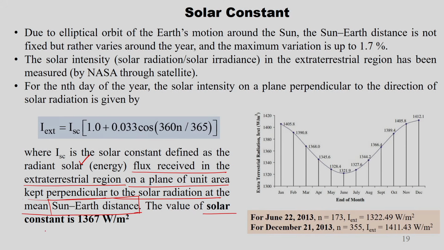Its value is 1367 watt per meter square. So, this is used to calculate the extraterrestrial radiation value. We will be using it to calculate the monthly average daily global or diffuse radiation.